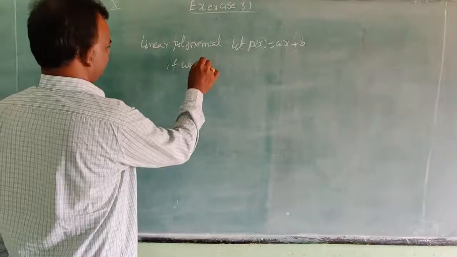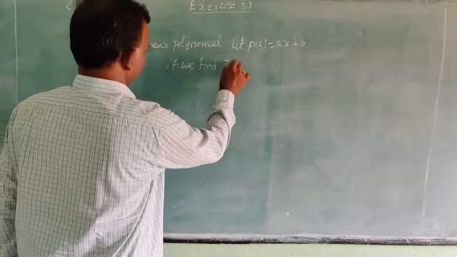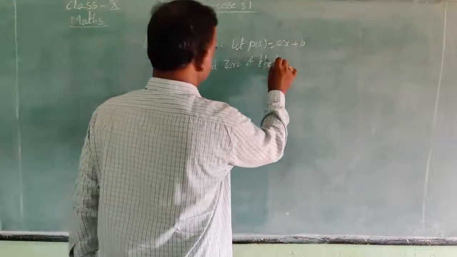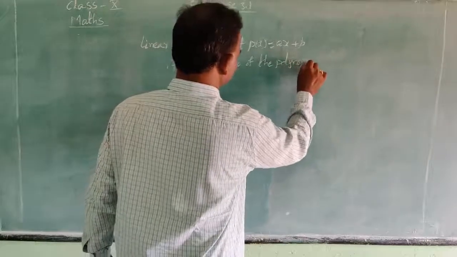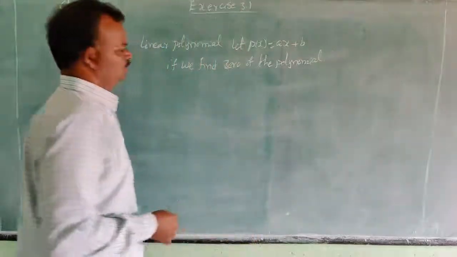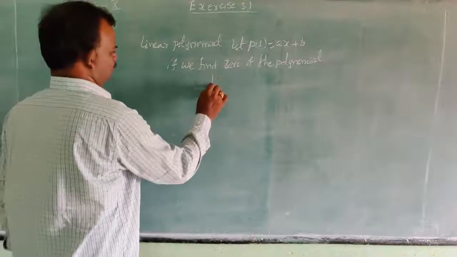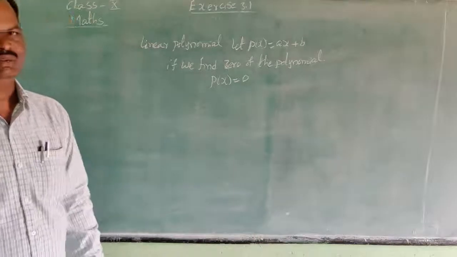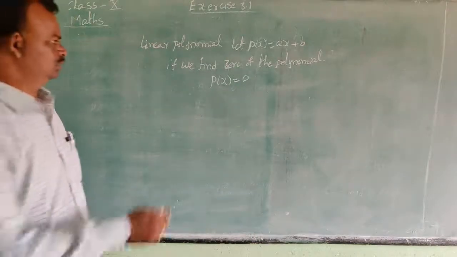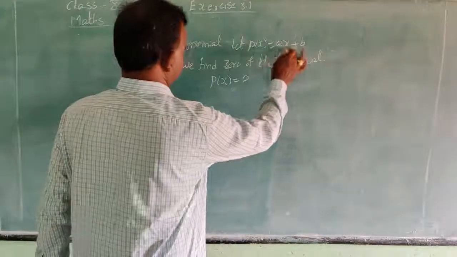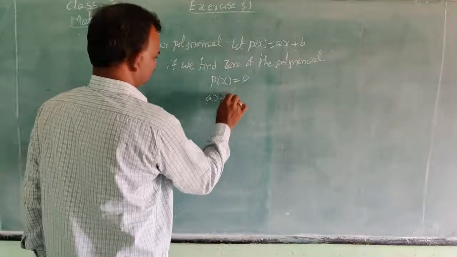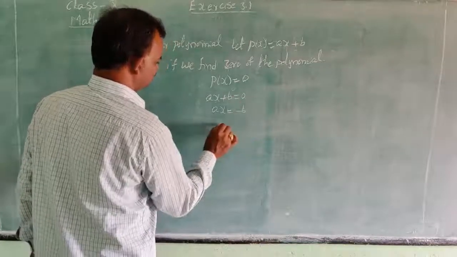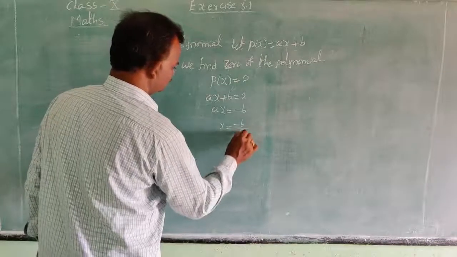If we find the zero of the polynomial, we are equating the value p of x is equal to 0. Here p of x is ax plus b. That means ax plus b is equal to 0. Ax is equal to minus b. X is equal to minus b by a.